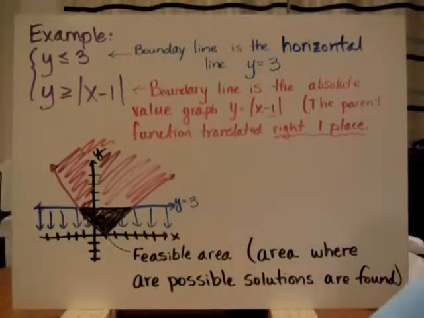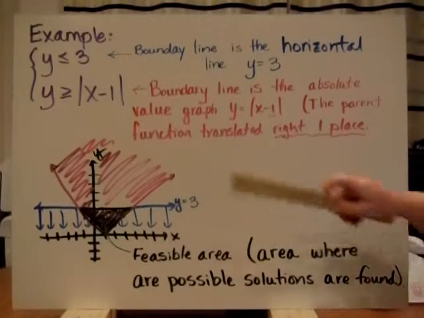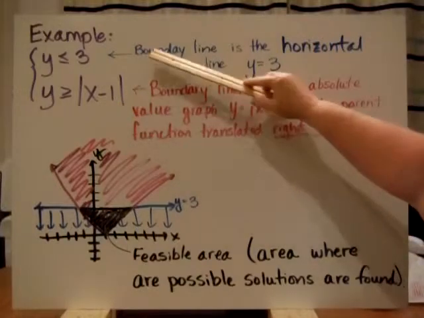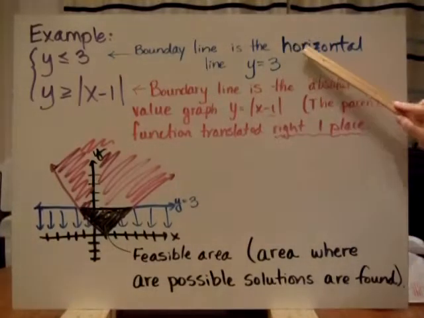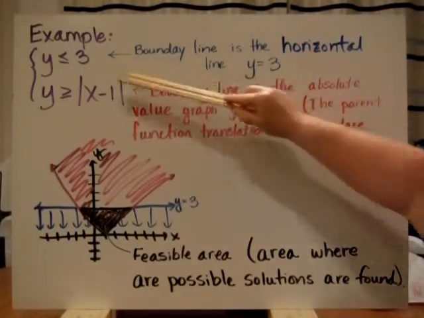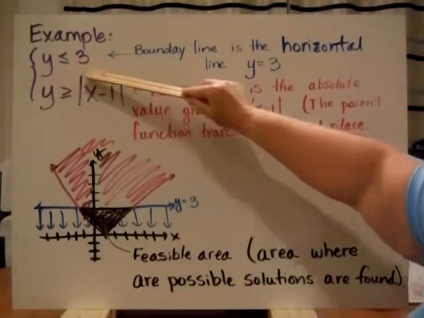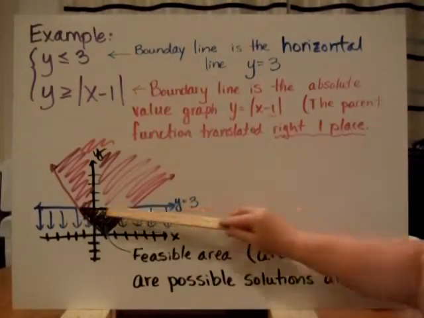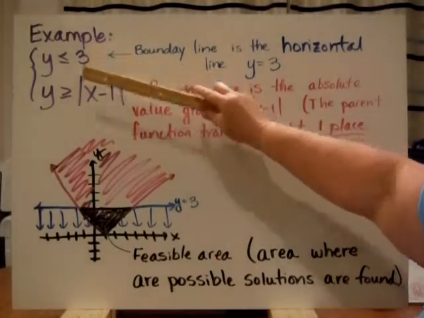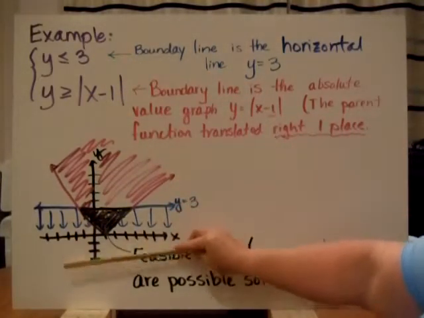In this example, we have a system, and one of the inequalities is an absolute value inequality. So first of all, this would be a boundary line that would be the horizontal line y equals 3, because there's a y but there's no x. So we graph the line y equals 3, and because it says less than, we shade below the line.